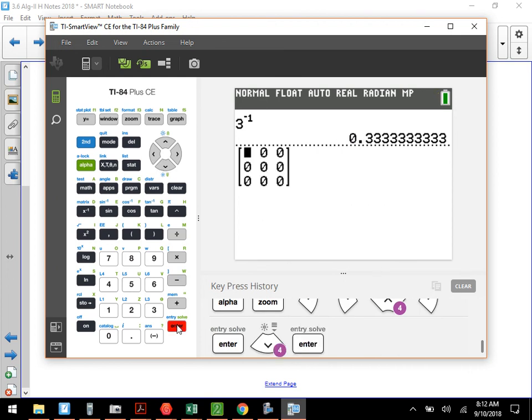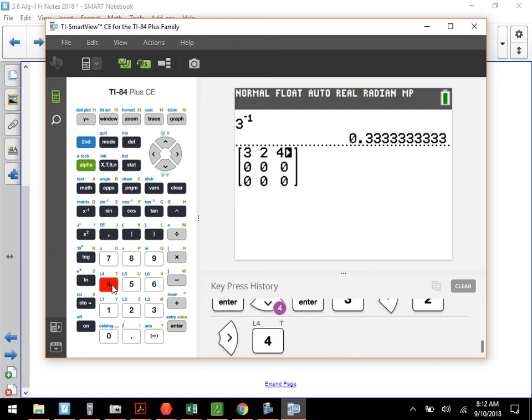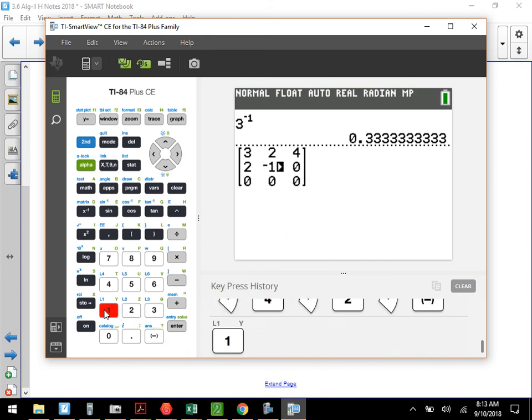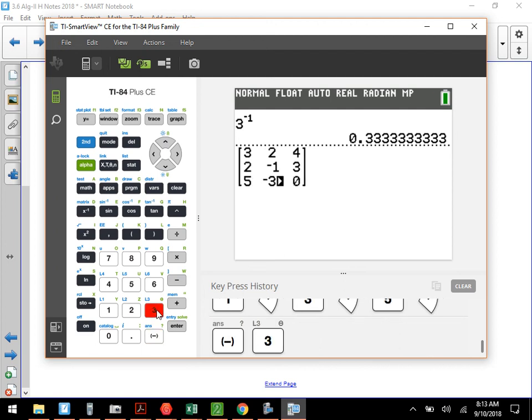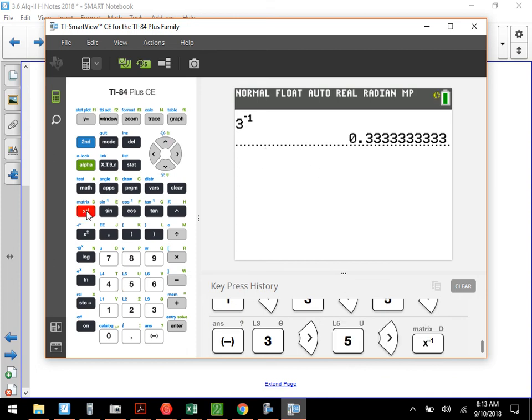Can I see your sheet, please? Thank you. So let's see, we have 3, 2, 4, 2, -1, 3, 5, -3, 5, inverse. Okay. Now do your column.